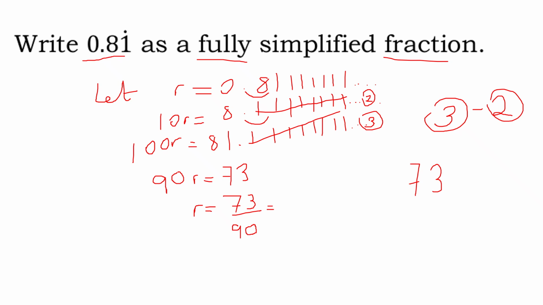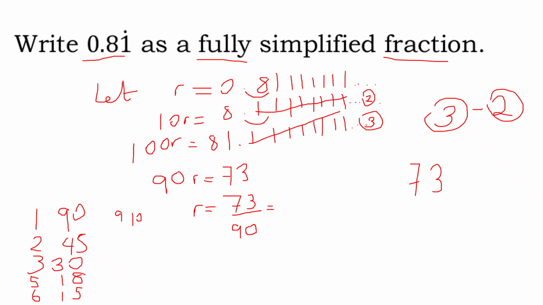So the factors of 90 are going to be 1 and 90, 2 and 45, 3 and 30. 4 doesn't go into it. 5 goes into it 18 times. 6 goes into it, I believe, 15 times. 7 doesn't go into it. 8 doesn't go into it. 9 goes into it 10 times. But I believe 73 here is actually a prime number. I thought it would actually simplify, but I don't think it does.